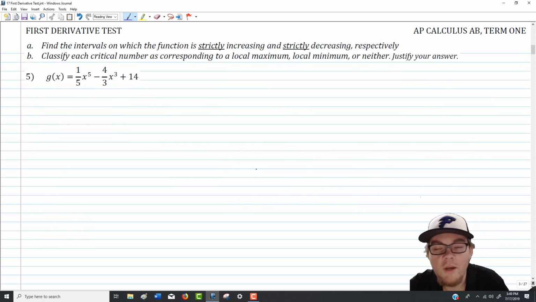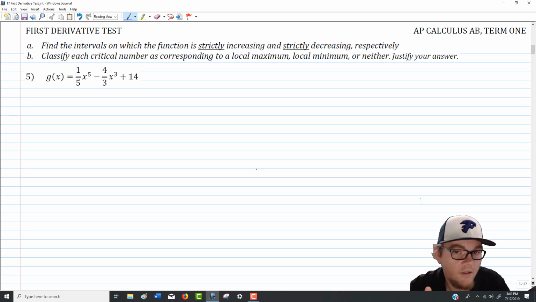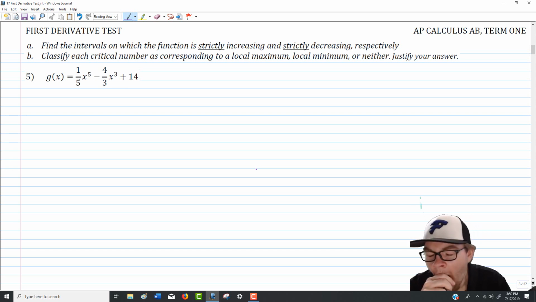Okay, our next question is focused on number 5. In this section, this is where you're doing the traditional analysis work. You're checking whether a function is strictly increasing or strictly decreasing, and then you're classifying any of the critical numbers as corresponding to a local or relative maximum, a local or relative minimum, or neither of those two things, while justifying your answer.